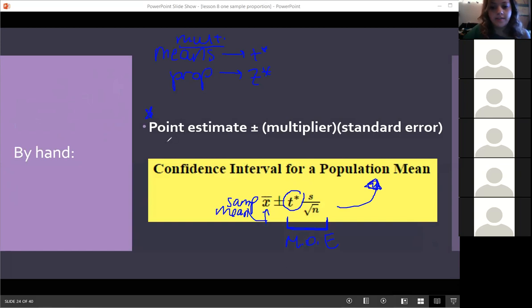So we do have our point estimate, which is either going to be p hat or x bar, but we're talking about means right now, so it's going to be x bar plus or minus our multiplier. Remember, t star. I'm just rewriting what we have at the bottom, and then our standard error, which is this part of the equation. And to reiterate, this entire right side of the equation is going to be our margin of error.